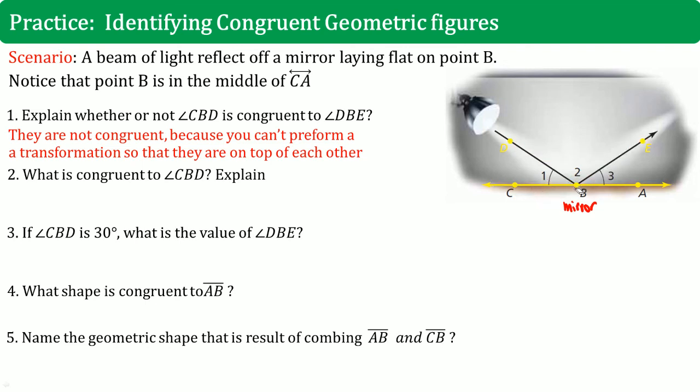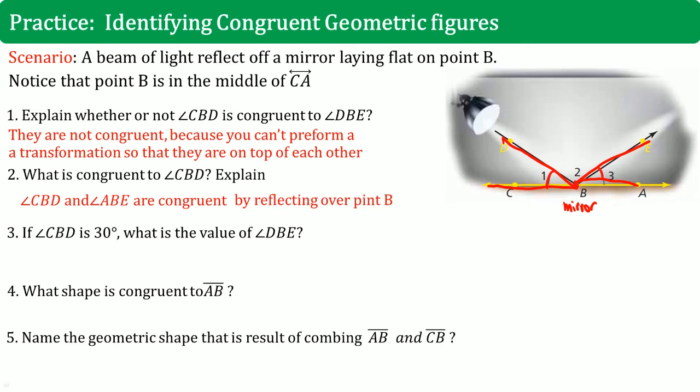So, what is congruent to the angle of CBD? We would say that angle ABE is congruent, and the reason why, because you can reflect it or you can rotate it, but I said I can reflect it across the point B.